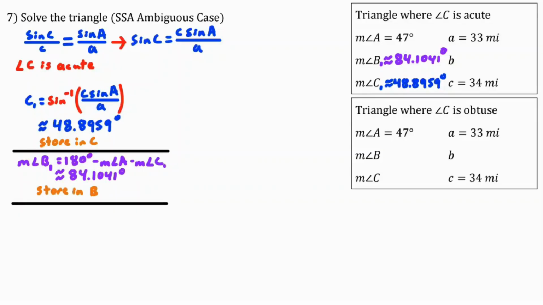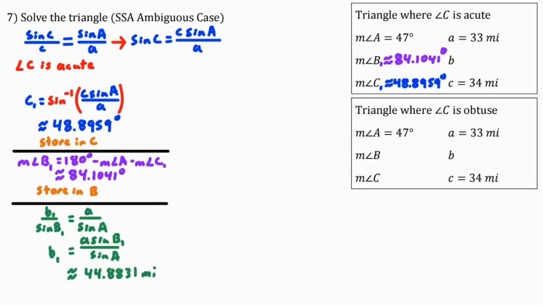And finally, we solve for side b. So we have b over sine B equals a over sine A. Multiply both sides by sine B. And type it in the calculator, we get side b to be about 44.8831 miles. And then again, check.